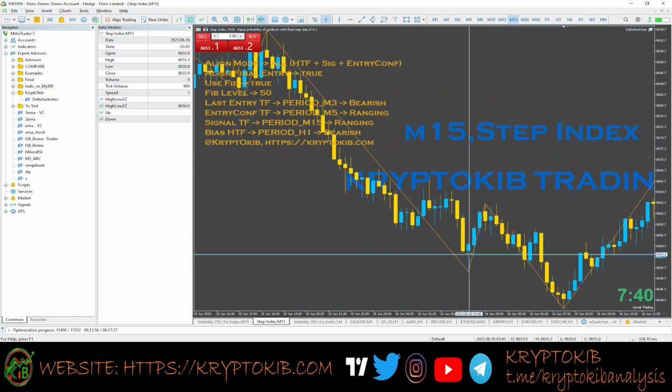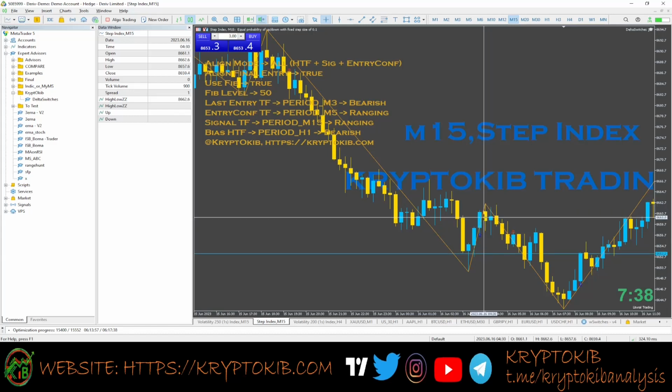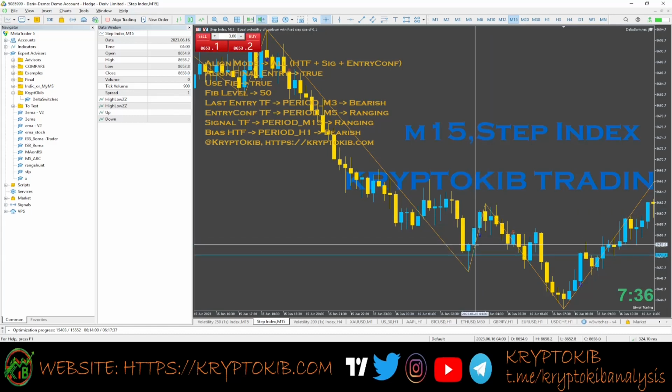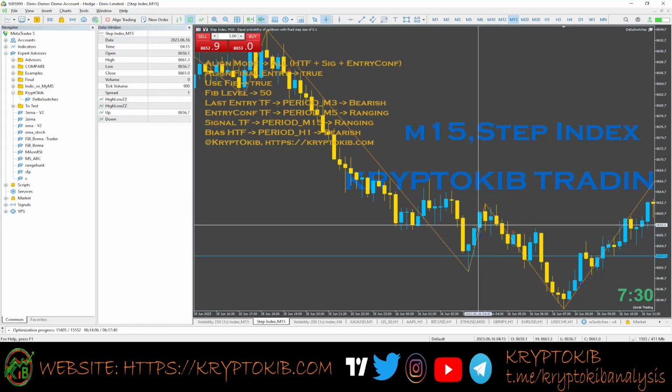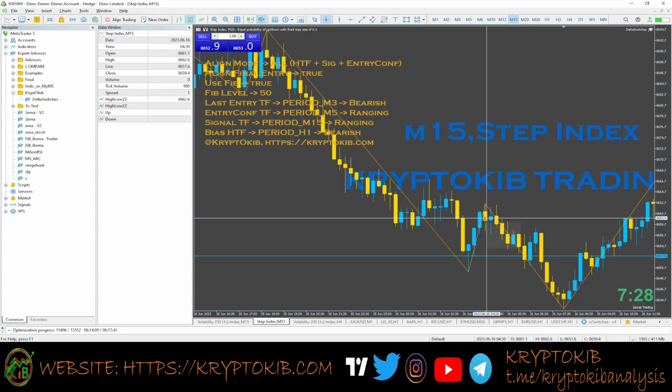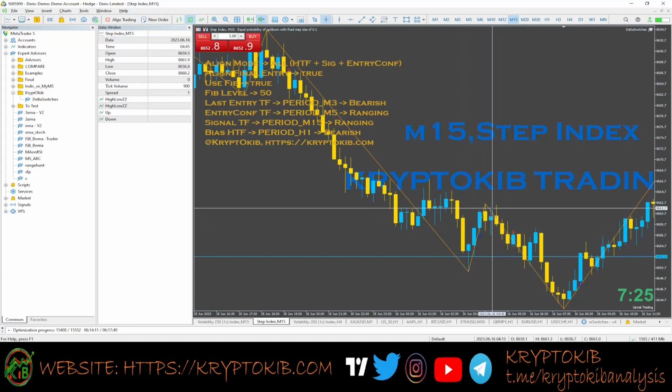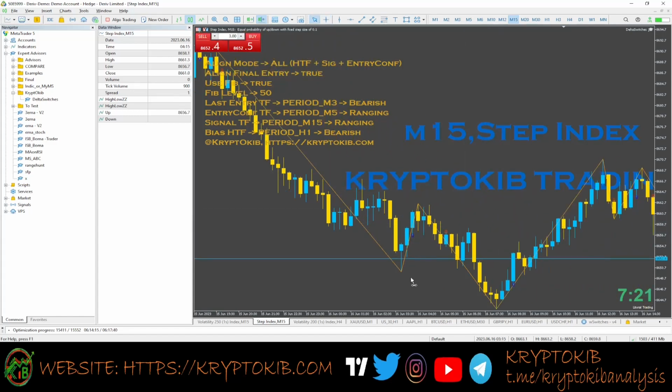Like here now, we have this pullback on this bearish move. This candle seems like maybe 50 or 60% of the body. This also seems like 60% of the body. So we have two strong bars in this pullback. Then we have a change in momentum probably. Then we have this down move.